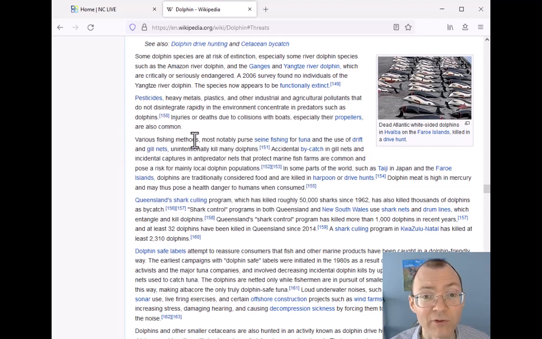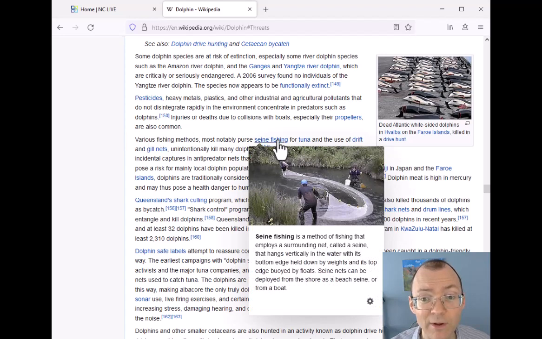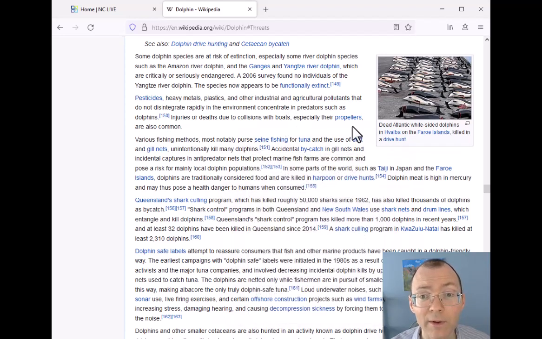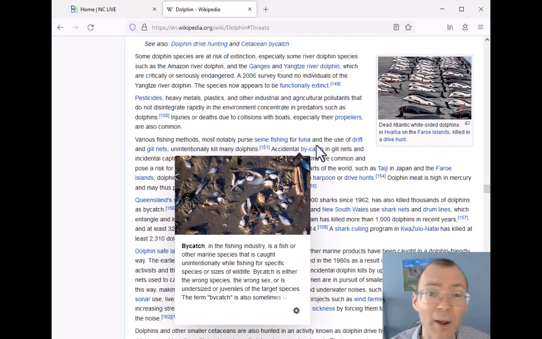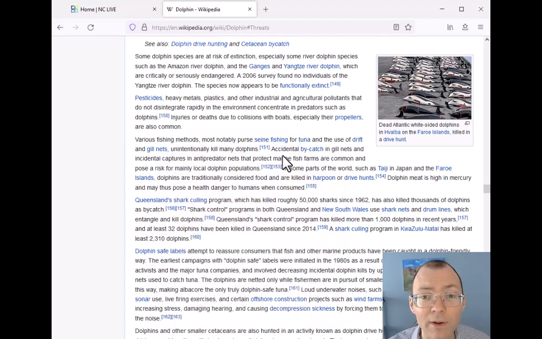Fishing methods, there's a potential keyword. Seine fishing, it might be that kind of net, I'm still learning. For tuna, it might be drift and gill nets. And then here's the word bycatch. Bycatch is not a difficult science five-syllable two-dollar word, but it is a technical term that's not in my vocabulary, and now I've got that as a keyword. So everything that I think might be helpful, I'm going to add to my keyword list. My keyword list got a lot better from looking at this Wikipedia article.